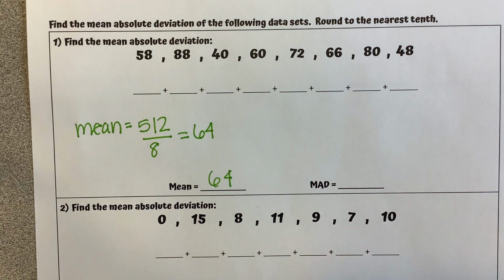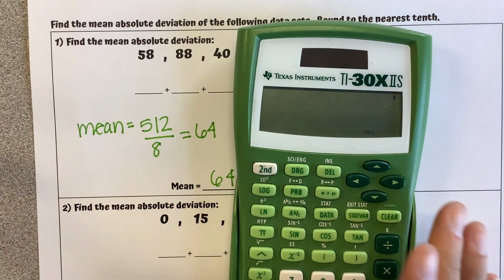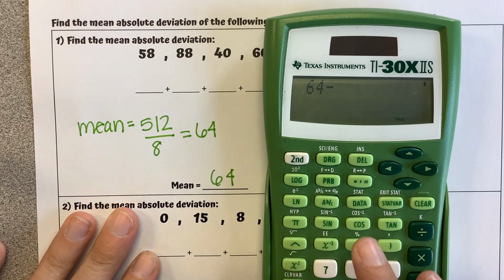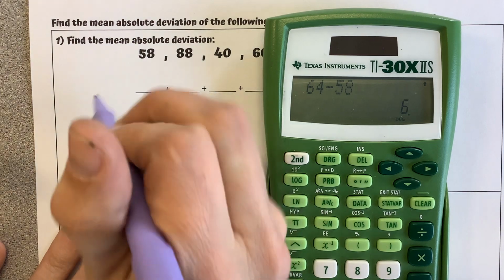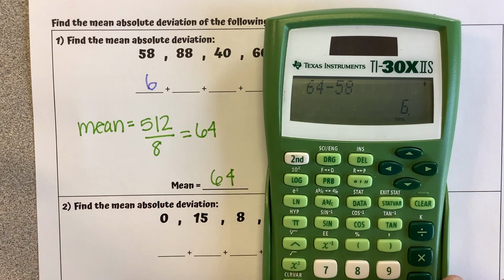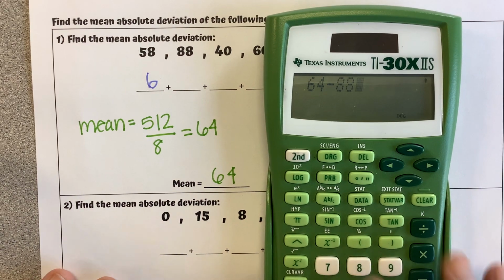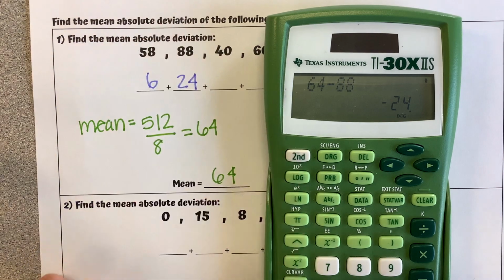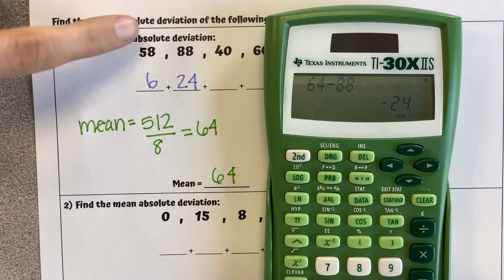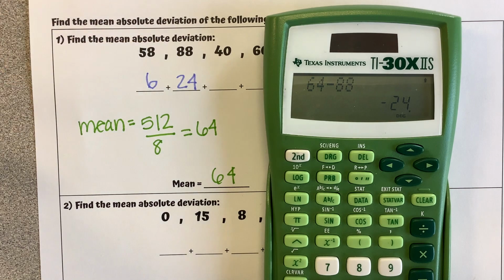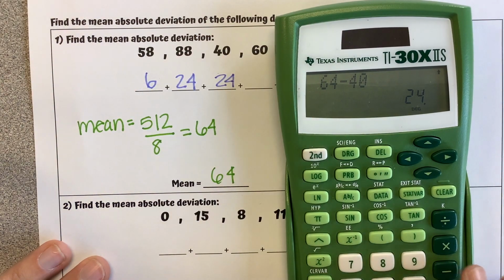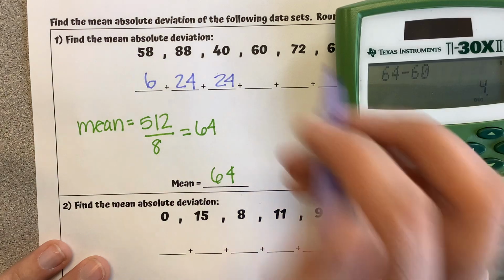So for example, I'm doing this in the calculator, maybe you can do it in your head. I'm just going to take my mean of 64 minus 58, and I get 6. And I'm going to keep with the mean each time. So if I do 64 minus 88, I get negative 24, but I'm just writing it as 24, because that time the 58 is 6 below, the 88 is 24 above. 64 minus 40 is 24. 64 minus 60 is 4.